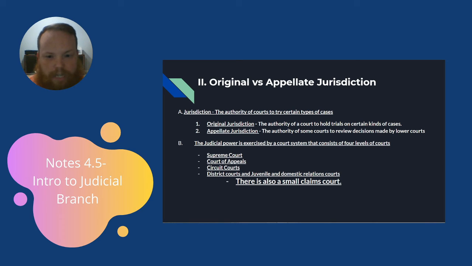So, what are those higher courts? Well, mainly the one that you probably recognized before this class is a Supreme Court. The Supreme Court hears cases typically in an appellate jurisdiction. They look at the cases from a second viewpoint. So, the four levels of courts are as follows. There's the Supreme Court, the Court of Appeals, circuit courts, and district courts. And within those district courts, there's juvenile and domestic relation courts, and there's also small claims courts.